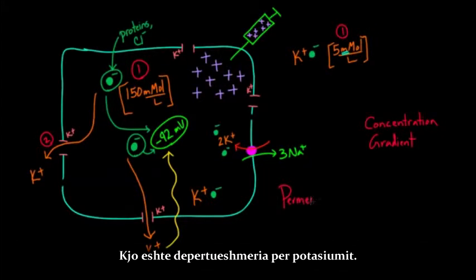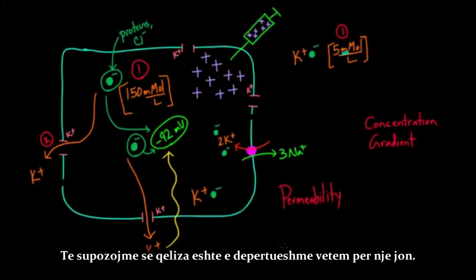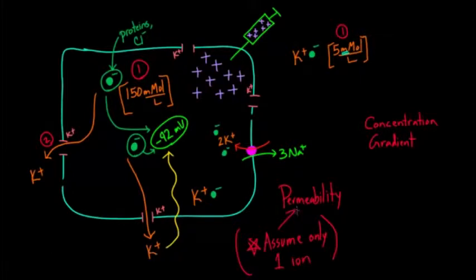Permeability. And this is permeability to potassium, okay? And assuming that we only have permeability. So assume, I'll write that very clearly, the cell is only permeable to one ion, only one ion. So assume only one ion for this permeability.